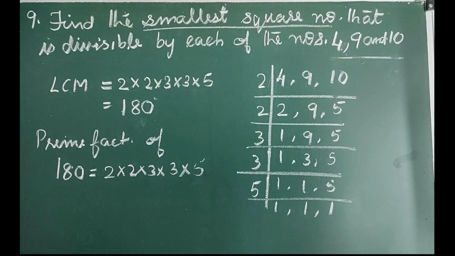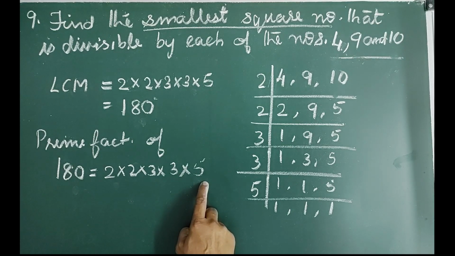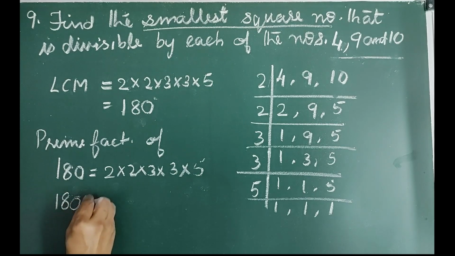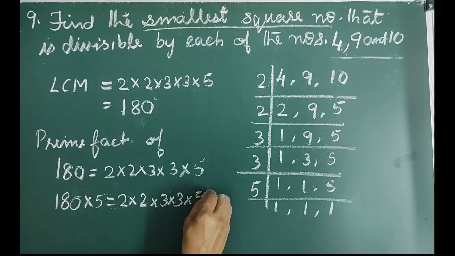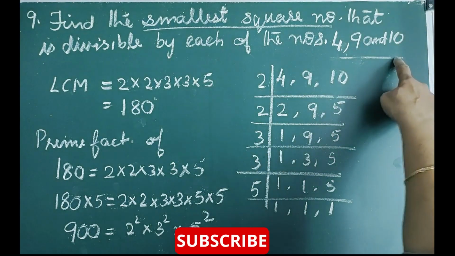In order to get a perfect square, each factor of 180 must be paired. But we know here 2 is in pair, 3 is in pair, but 5 is not in pair. So we need to make a pair of 5. Therefore, 180 should be multiplied by 5. That is, 180 multiplied by 5 is equal to 2 multiplied by 2 into 3 multiplied by 3 into 5 multiplied by 5. That is 900, which is equal to 2 square, 3 square, 5 square. So, the required square number is 900. That is, this 900 is divisible by 4, 9 and 10.